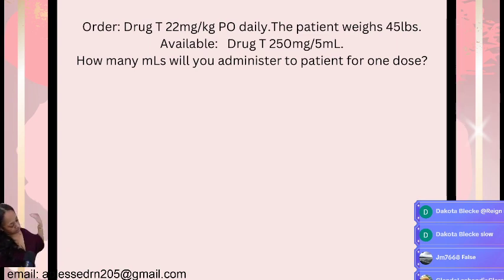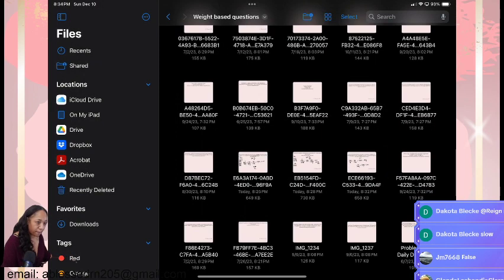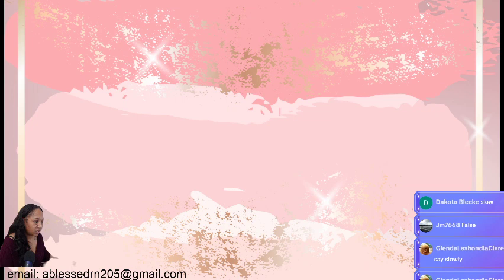All right, so let's see. Drug T is 22 milligrams per kilo. Hold on, somebody asked me could I do something else, and I think I just overlooked it. I kind of got stuck on these. Let's see here. Somebody asked for IV infusion time. Okay, yeah, we'll do that.